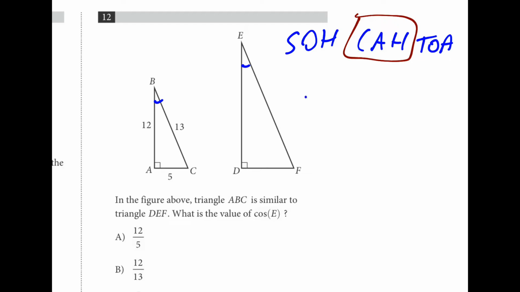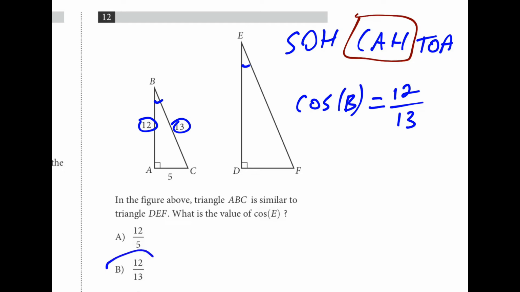So I could write this as the cosine of, it could be B or E, I'll put B for now, is equal to 12 is the adjacent side, divided by my hypotenuse, 13. And that turns out to be the exact same thing for E. So I can just circle that, choice B. Because the triangles are similar, the angles are congruent.